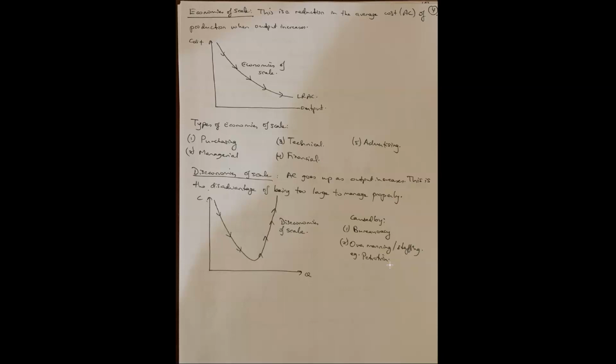Obviously, that's overstaffing. And obviously, if you are paying several individuals just to complete one simple task, you're increasing your cost of doing business. You're increasing your cost per unit. So that is another reason as to why companies, especially large companies, tend to suffer from diseconomies of scale.